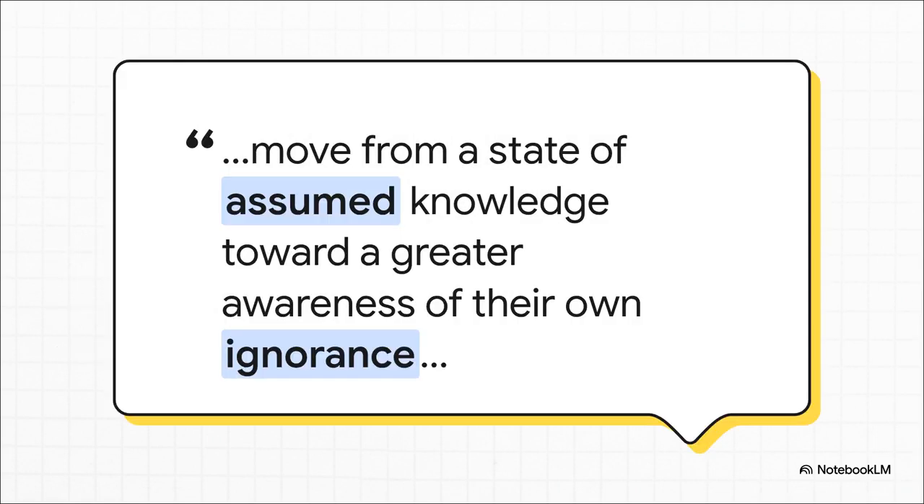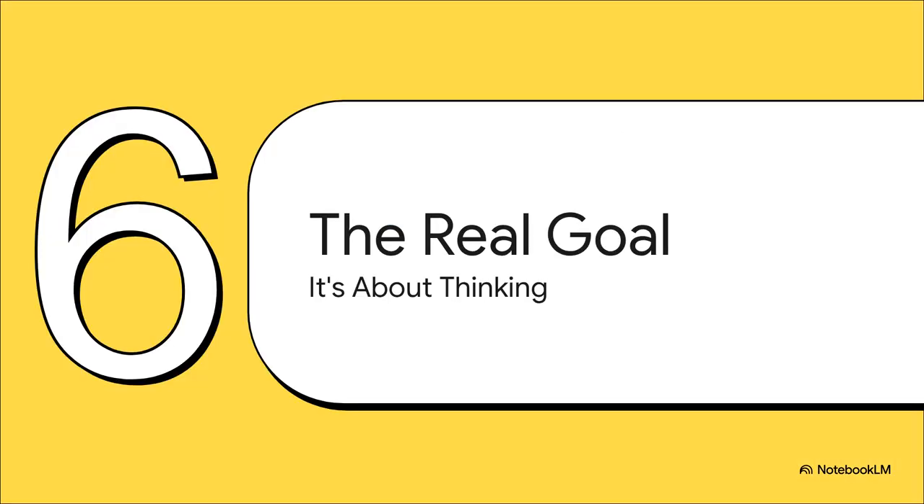Which brings us to a much deeper point. This whole learning style goes back to the Socratic method, where the real goal is to understand the limits of what you know. It's about moving from a place where you think you know everything to a place where you're aware of what you don't know. And that awareness, that humility, that's the first step toward actual wisdom. So, if it's not about finding the one right answer, then what on earth is the point of all this?